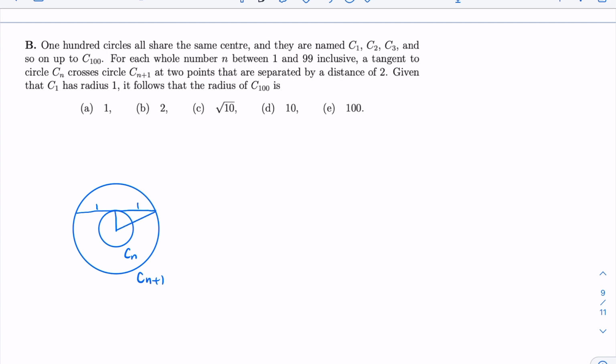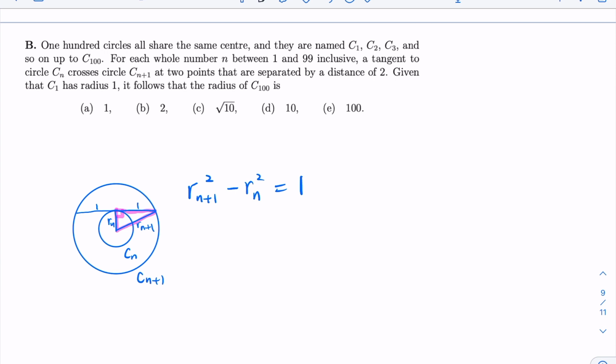Now here is going to be r, the radius, two different radii. Let's say rn versus rn plus 1. Now here you have this triangle. This is a tangent line, so this is going to be a right triangle. So you can apply the Pythagorean theorem here. That is rn plus 1 squared minus rn squared is going to equal 1. So you know that rn squared is going to be an arithmetic sequence.